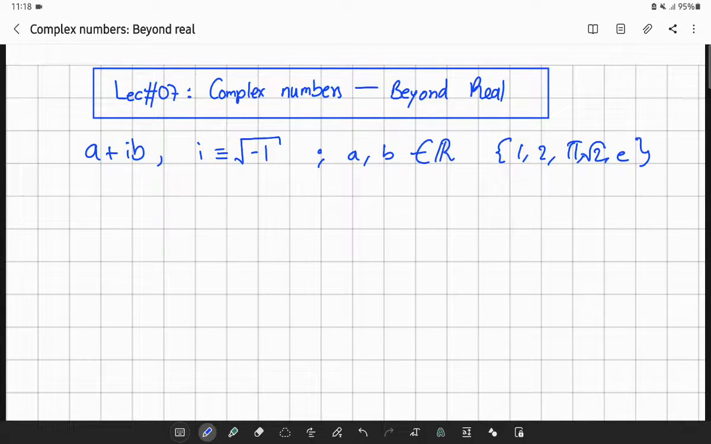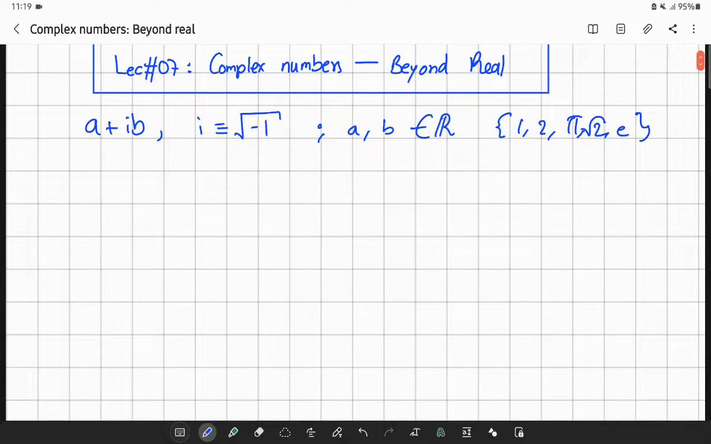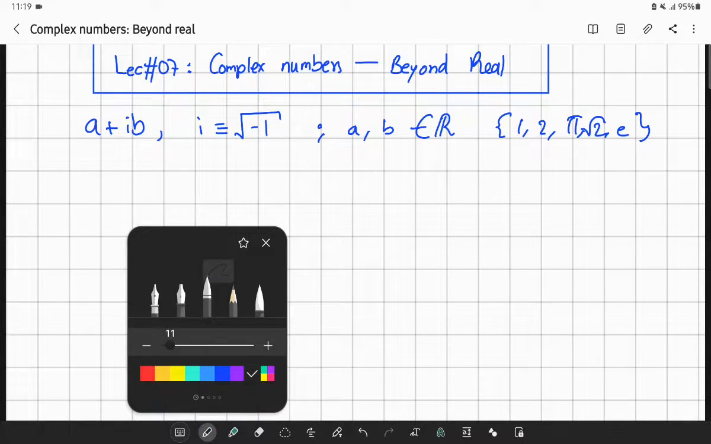But before we study complex numbers, I want to first try to think about why we study complex numbers. And to do that, we first have to know what numbers are. We have to go to the very beginning of numbers. So let's go on a little trip in history.